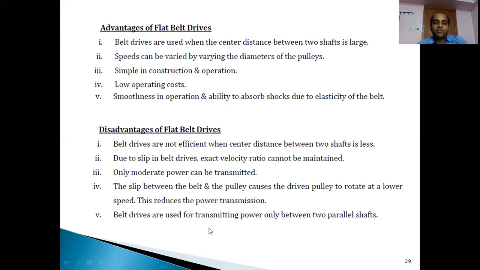Belt drives can transmit power only when the shafts are parallel. If the shafts are perpendicular or inclined at some angle, you cannot transmit the power using the belt drive. Therefore, generally you can transmit the power only when the shafts are parallel in position. So this ends the discussion of belt drives. In the next session, we will be discussing problems on belt drives. Thank you, students.